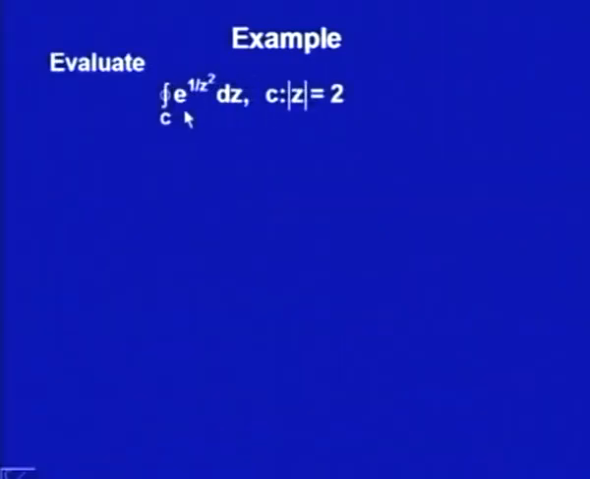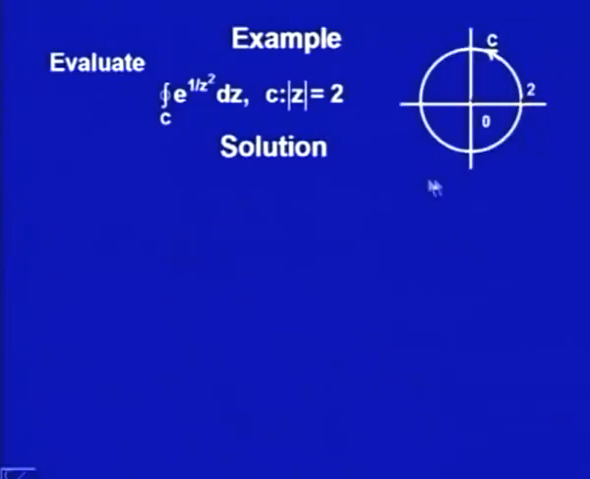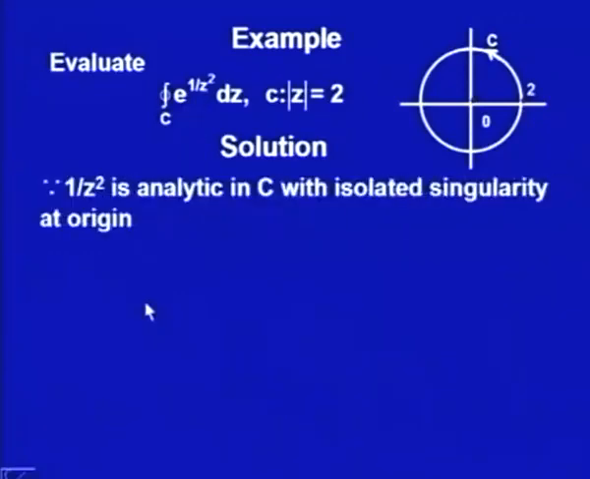Evaluate the integral along the contour C of e to the power 1 upon z square dz. Again the contour is that circle with radius 2 and center 0. Let us see this function, e to the power 1 upon z square. Now 1 upon z square is analytic in the complex plane except for an isolated singularity at the origin. So e to the power 1 upon z square will also be analytic except at the origin, and that origin would be an isolated singularity.